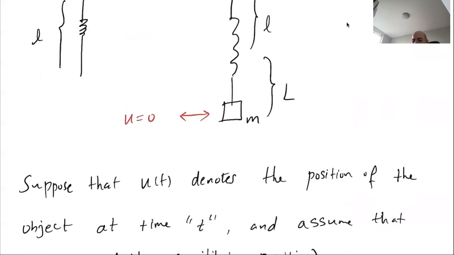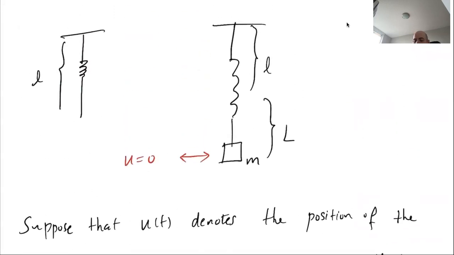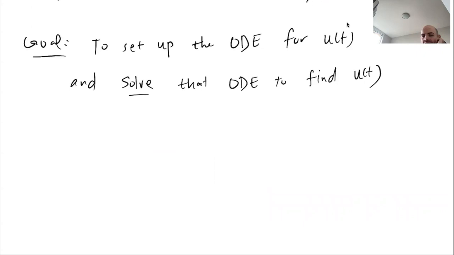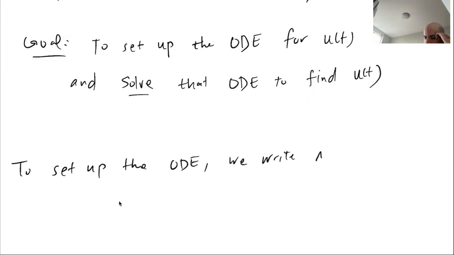Okay, now that we want to set up the ODE, we also need to choose a direction as positive direction. Here we'll choose the downward direction as positive direction. So let's say this is the positive direction here. And to set up the ODE, we will write Newton's law for this object.